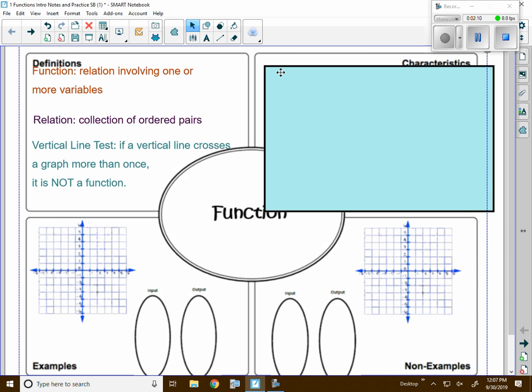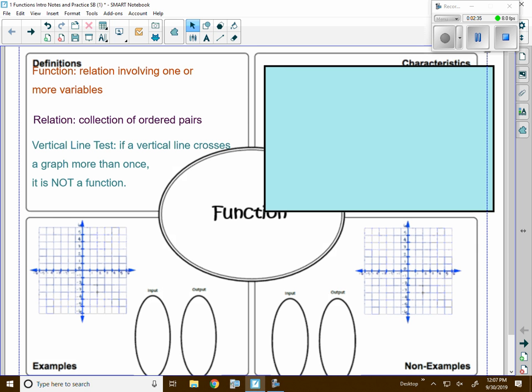So if I was to draw a bunch of vertical lines on this graph, do any of those vertical lines cross my graph more than once? No. So that tells me this graph is a function. If I have another function, say this is my function, if I draw the vertical line here, it crosses that function twice. That's the vertical line test.